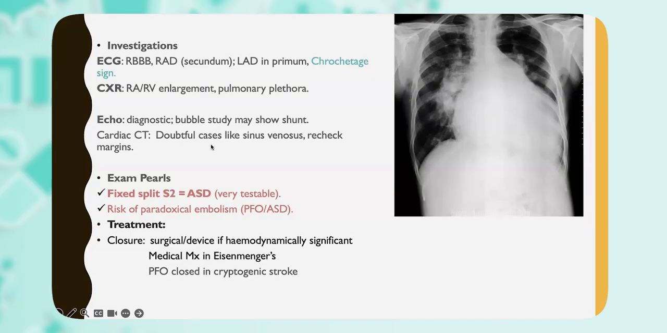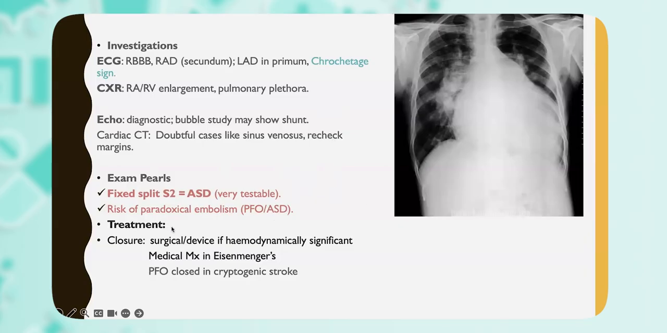Cardiac CT is only done in doubtful cases like sinus venosus, which cannot be seen on echo, or rechecking the margins before operation or any intervention. So fixed split S2 in ASD, and risk of paradoxical embolism in PFO and ASD is there. ASD more after Eisenmengerization because there is reversal. So there is more chance of venous clots going into the arterial system and causing paradoxical embolism in various parts. It may be in the brain, maybe in the legs.